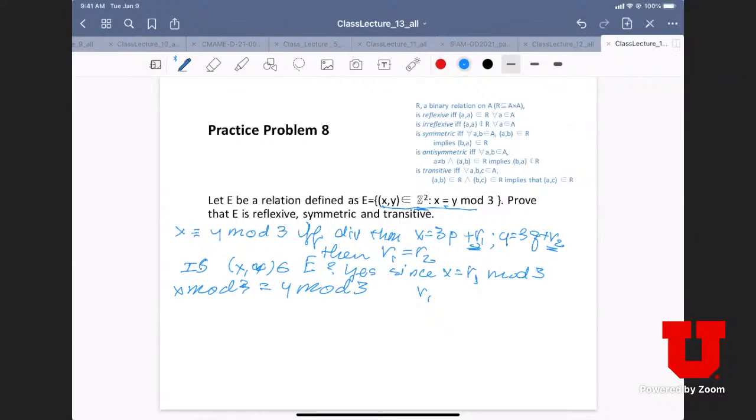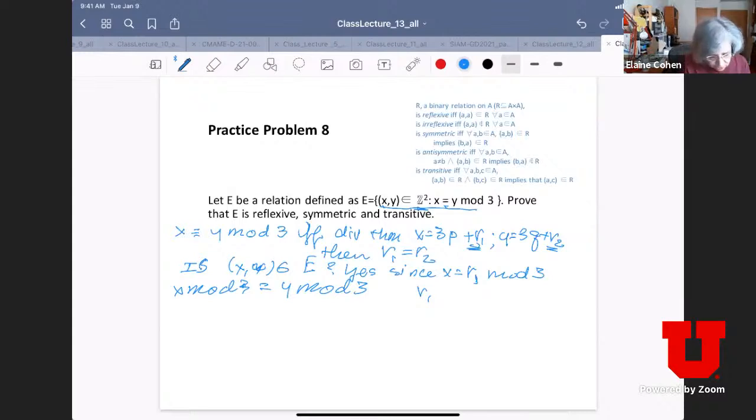So will there ever be an instance where it actually is asking the way it's written? For instance, X would be either equal to 0, 1, or 2, like given. Well, not the way it's written here, because this says Y is anywhere. Remember, Y is anywhere in Z. That's what that says. X, Y is in Z2. So X is anything in Z and Y is anything in Z.